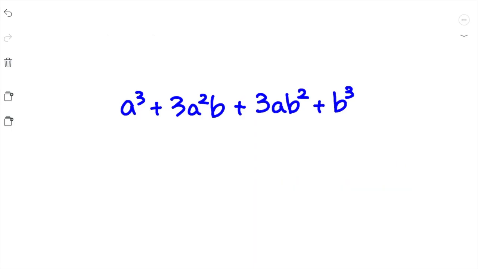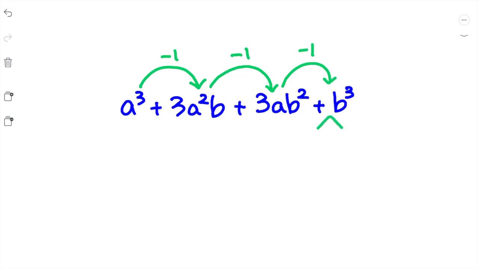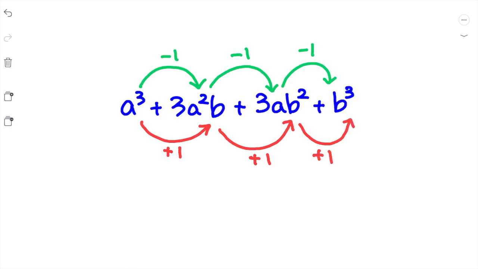Notice that the exponents on the letter a go down by 1 on each term. The first one is 3, then 2, then 1, then 0. Because there's an invisible 1 here, and anything with an exponent of 0 becomes 1, a descending pattern. The exponent on the letter b, on the other hand, goes up by 1 on each term. The first one is 0, then 1, then 2, then 3.